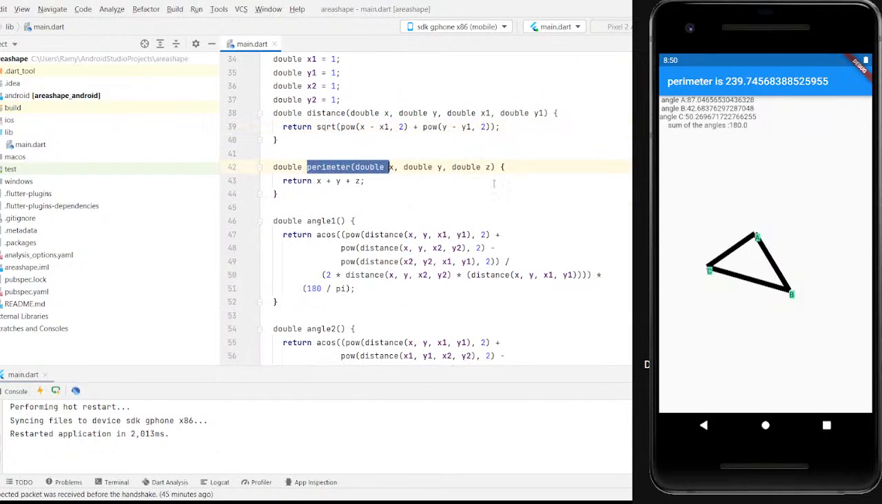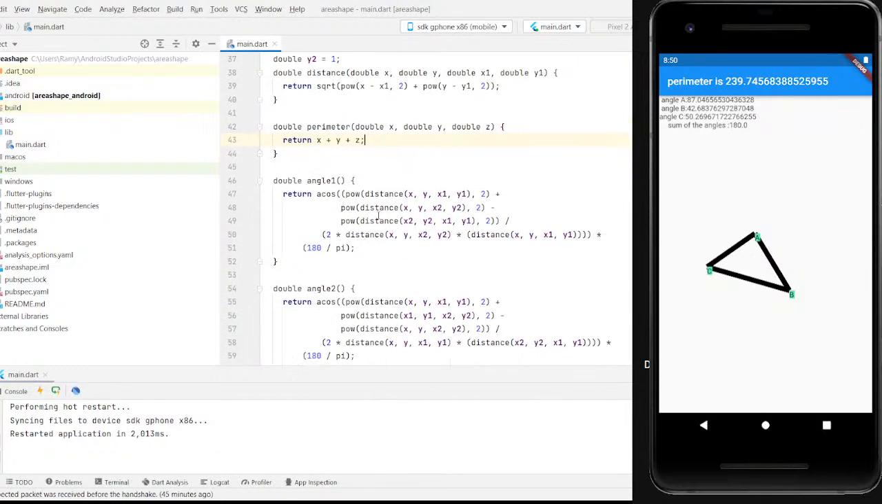This is the perimeter. At the end, it will be calculated. Let's move on to the most important function, which is how to find each angle. Of course, the triangle has three angles, and each one of them will be determined by the cosine law.